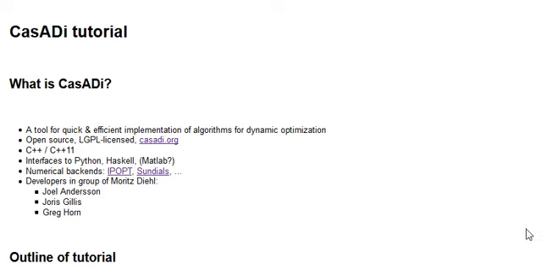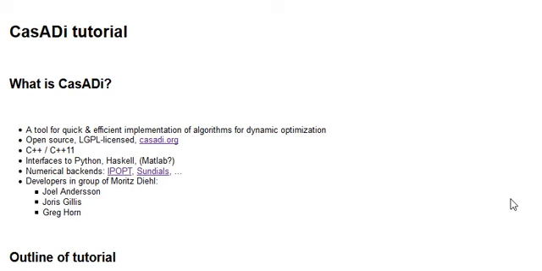CasADi is an open source project with a permissive license. It's written in C++ code, but it has a convenient interface to mainly Python. And we try to make the mapping of the interface and the underlying library one-to-one. So all features present in C++, you have them in Python and vice versa.